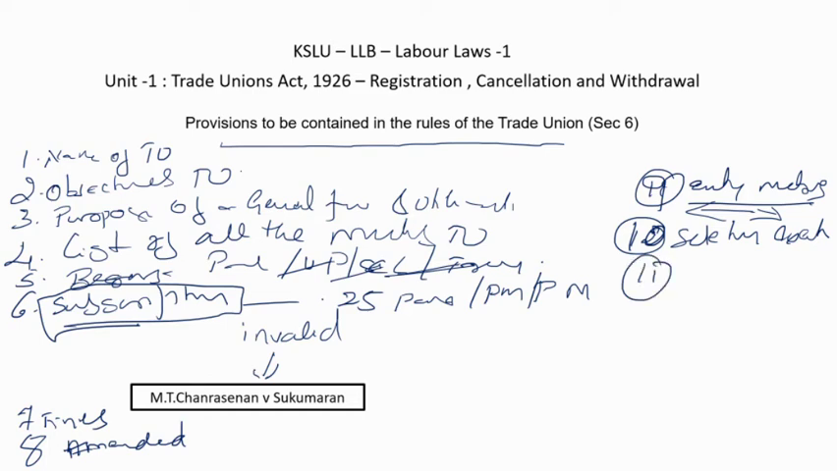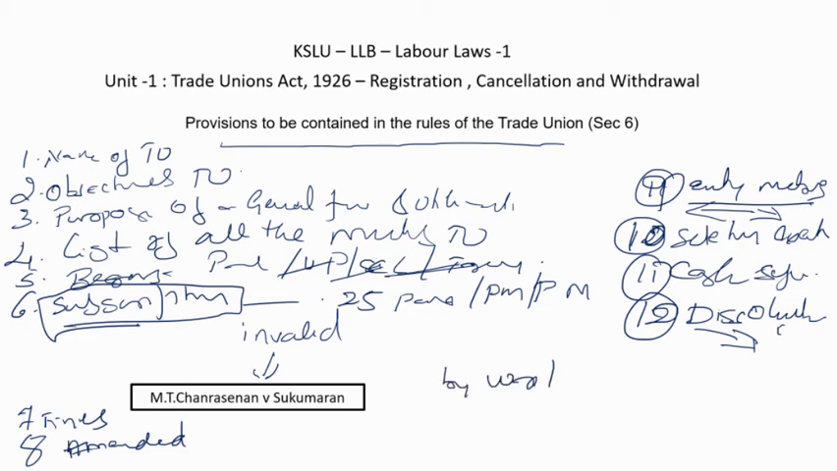Then the safeguarding of cash: how the trade union fund will be managed should also be mentioned. And then the process of dissolution of a trade union: if necessary, the trade union may get dissolved at a future date, so what is the process for dissolution of a trade union. One important case with respect to the rules of a trade union is that these rules cannot be enforced by way of a writ of mandamus.